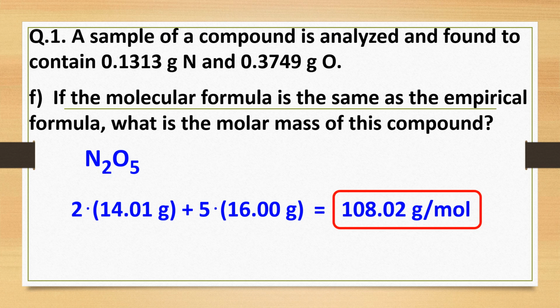And of course, if the given molecular weight is 216, then you know that the actual molecular structure would have doubled all the ratios of your nitrogens and oxygens. That means you would have something along the lines of N4O10.